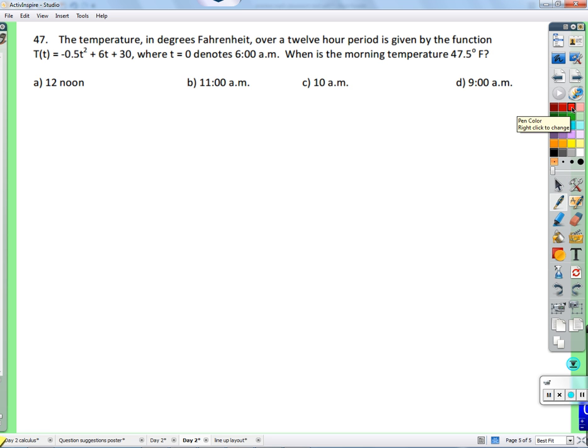Okay. So the temperature in degrees Fahrenheit over a 12-hour period is given by the function blah blah blah, where little t equals 0 denotes 6 a.m. So little t is a time, and when is the morning temperature 47.5 degrees? So if little t is time, what's big T, you think? Temperature. Here's something that's crucial that we'll start to go over first, which I'm sure you understand.